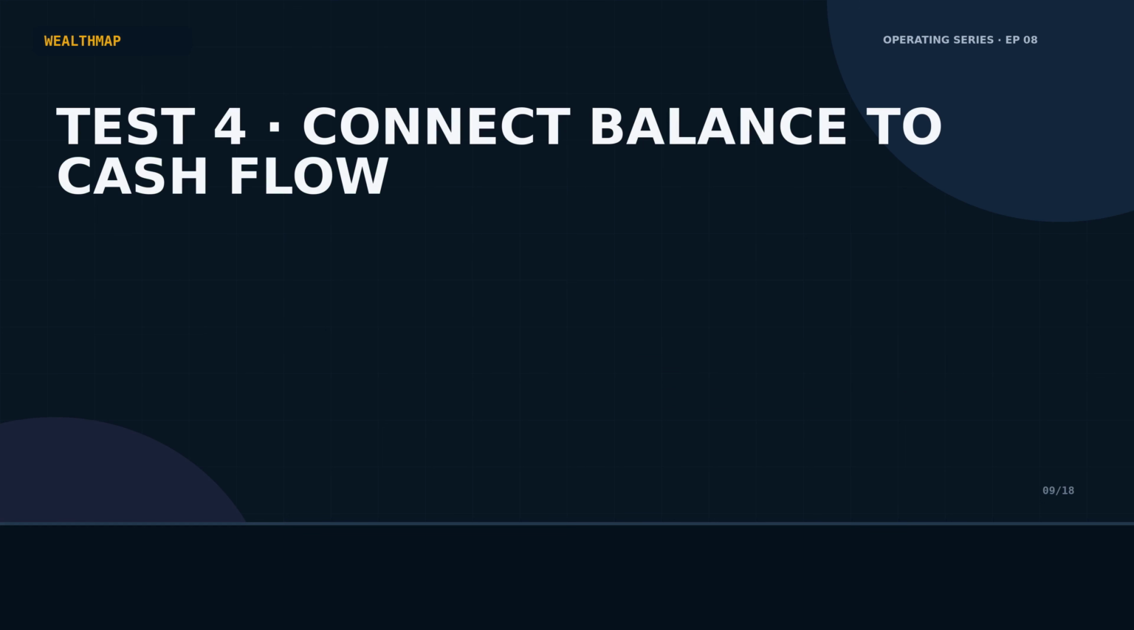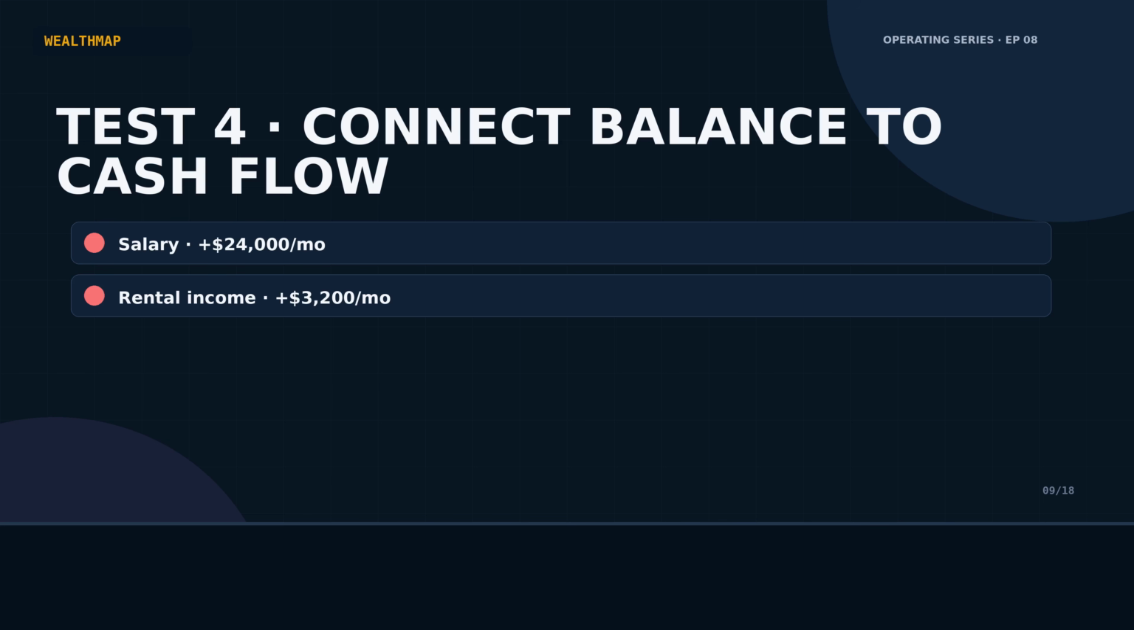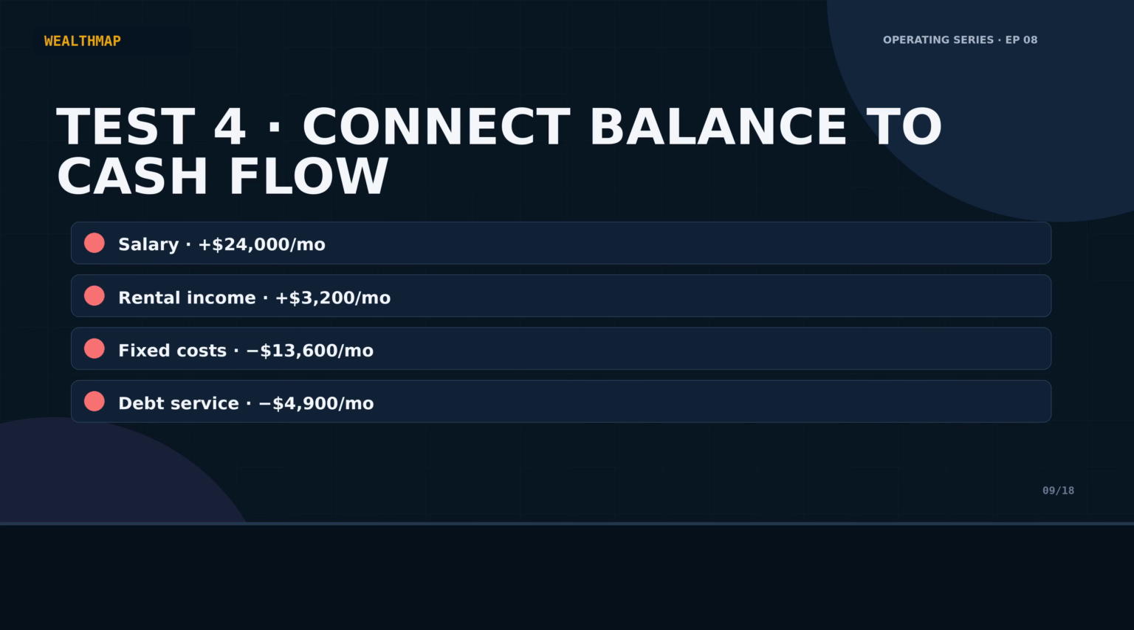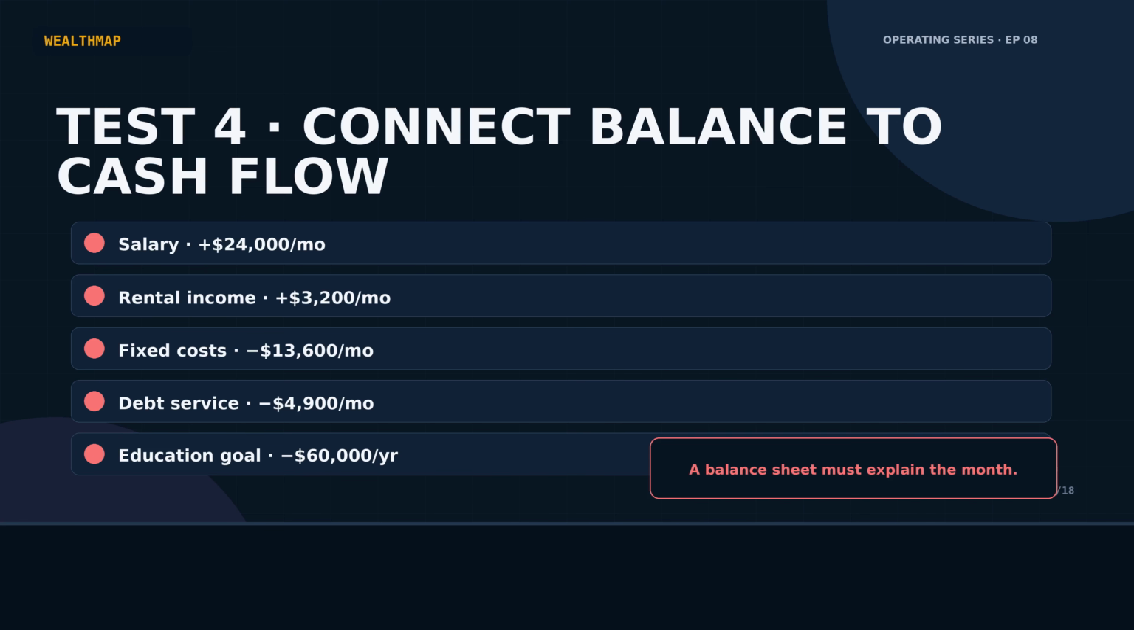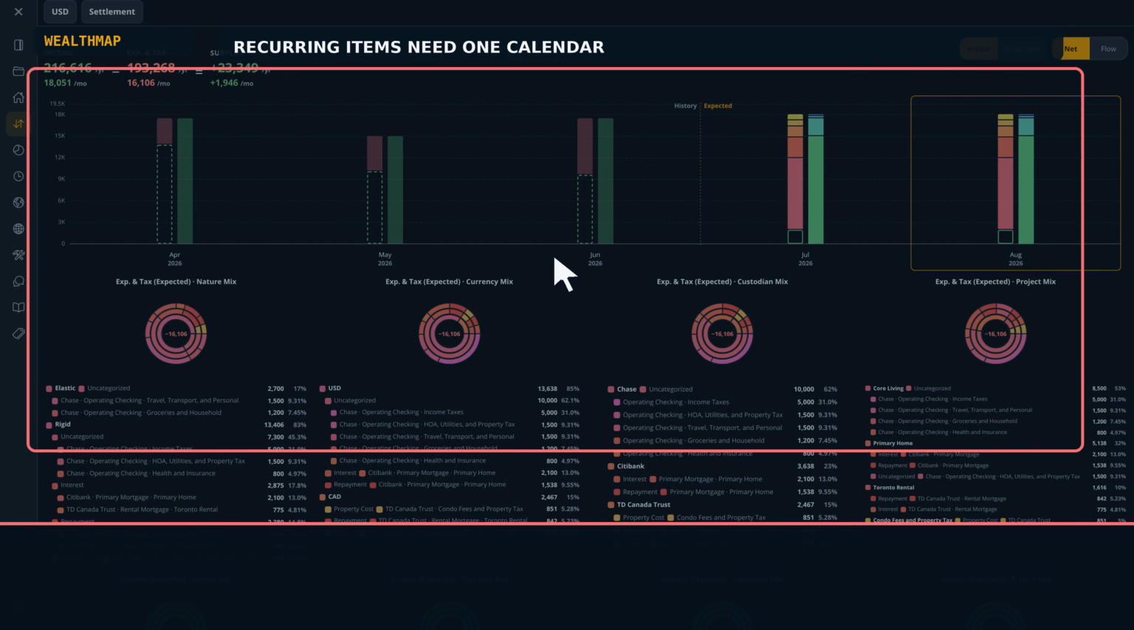Cash flow is the fourth test. A $24,000 monthly salary and $3,200 of rent look strong until fixed costs, debt service, and a $60,000 annual education goal are placed on the same calendar. WealthMap separates recurring and one-time cash flows so the balance has an operating explanation. The point is not automation for its own sake. The point is knowing which commitment changes next month, next year, and after income changes.